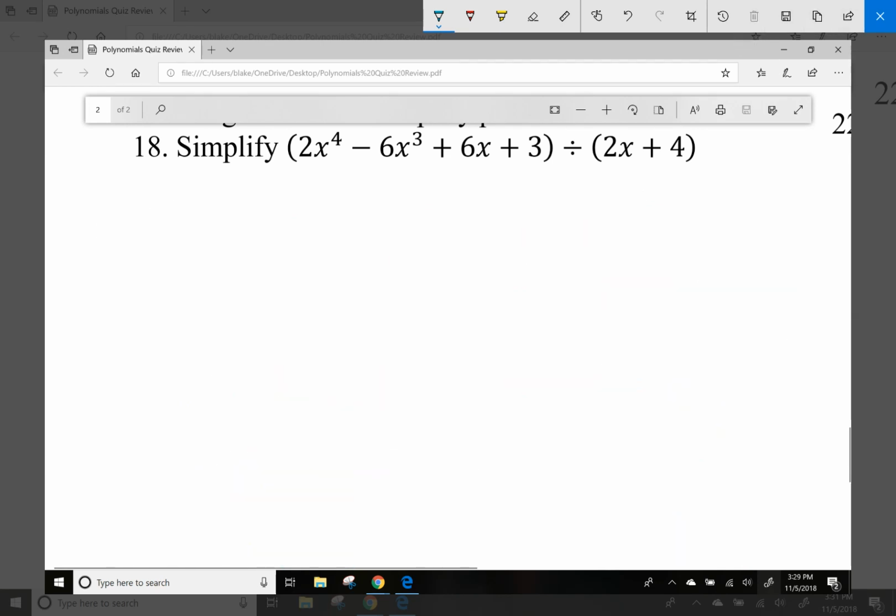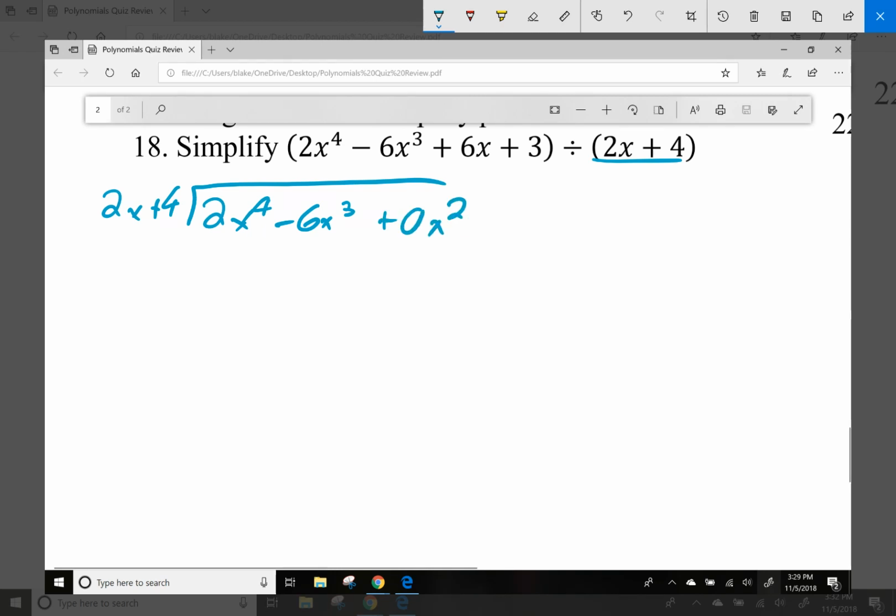So how we set it up, this is the divisor, so this goes outside, 2x plus 4. And then inside, we're going to put this polynomial in standard form, 2x to the fourth minus 6x to the third. Now here's the part that people forget. There's no x squared term here. So I have to fill in a 0x squared for that part. Plus 6x plus 3. So make sure you fill in the 0x squared. It's something people forget all the time.